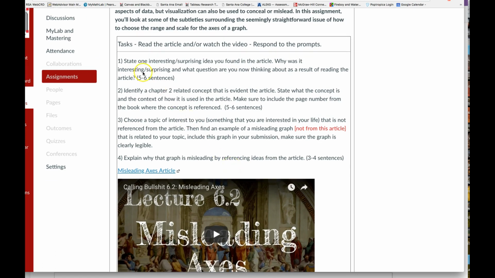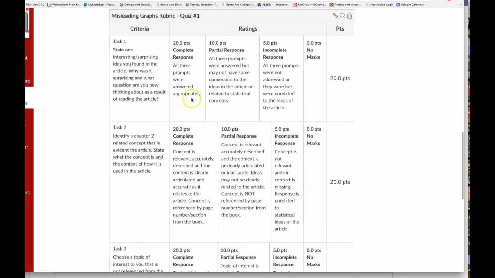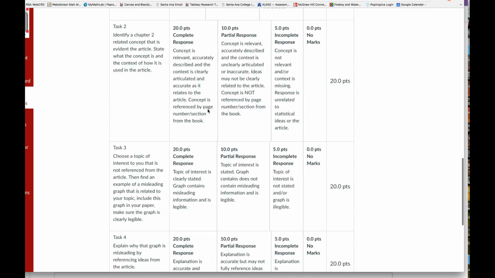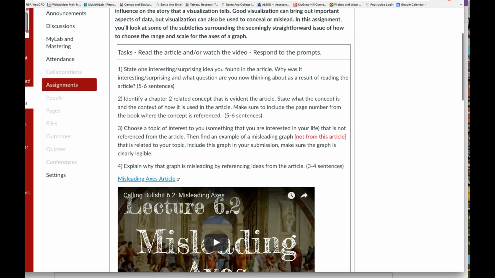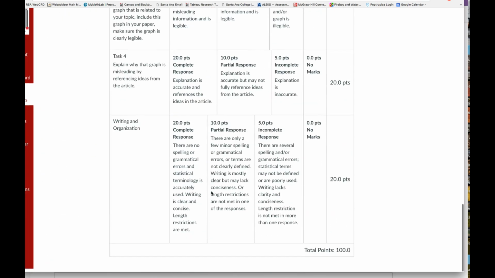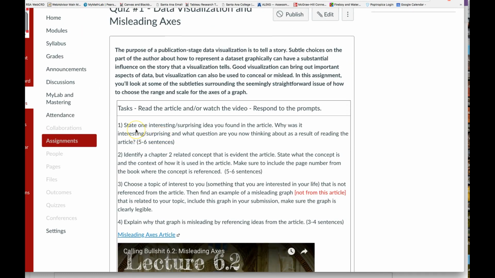And then you have the four prompts there. There's a rubric assigned with those prompts, so you want to make sure you follow that so you can get your full credit. Make sure you're following the due date when it's due. It's on the calendar. Additionally here, the first thing is to state one interesting or surprising idea you found in the article. Make sure you address that and why it was interesting or surprising. Make sure you follow your page limits.